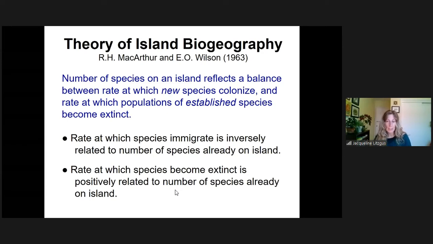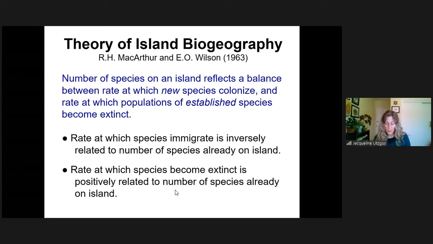So the rate at which species become extinct is positively related to the number of species that are already on the island. The rate at which species become extinct is going to be positively related to how many species are already there, because when there's lots of species there, there's lots of competition, right? And so the chance of extinction is going to go up. Again, because the resources are limited on an island, right?